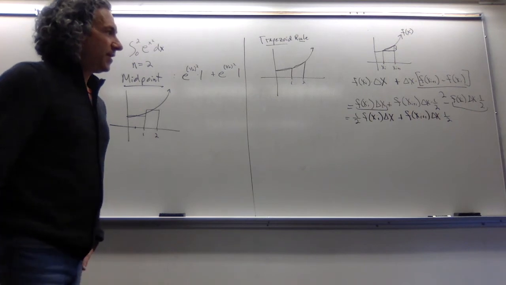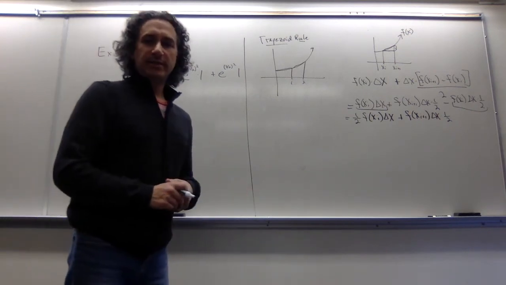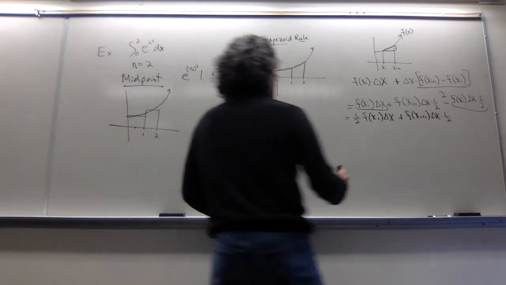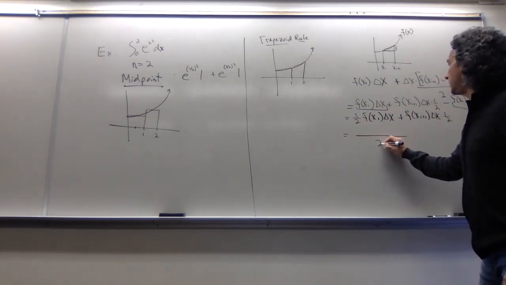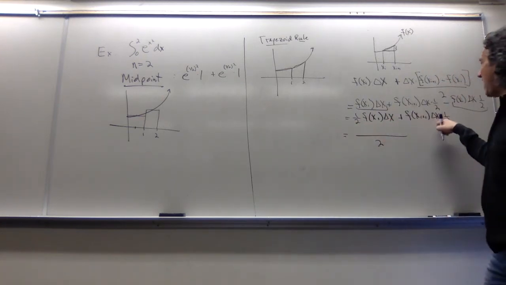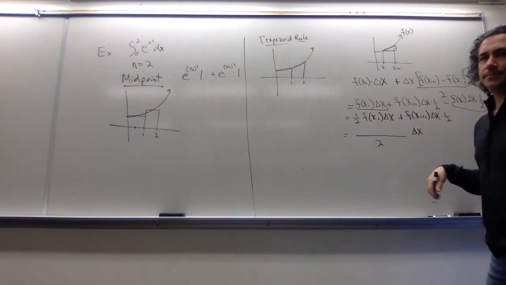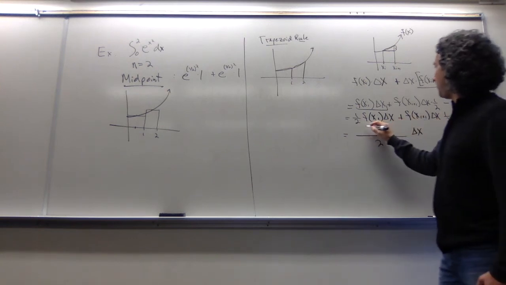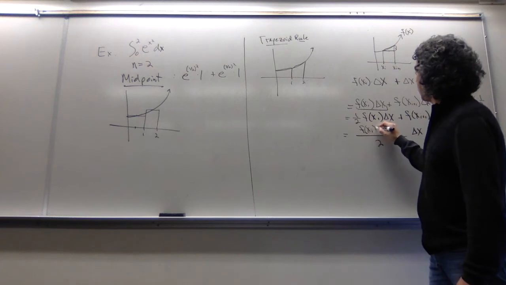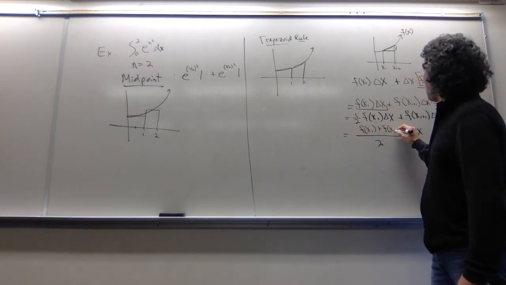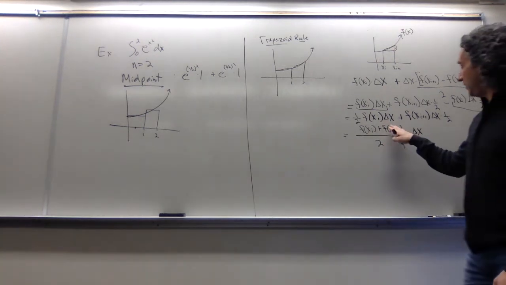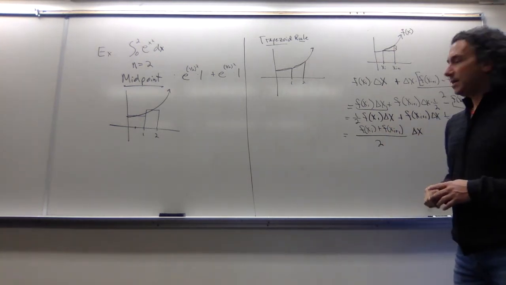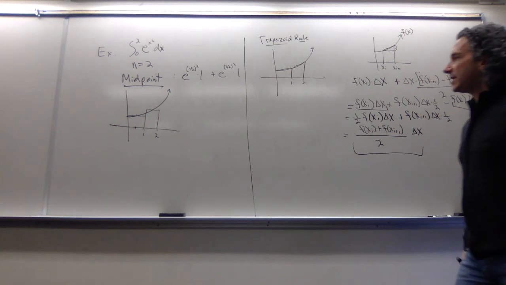And then if we look at this, there's some additional cleaning up that we can do. We can put everybody over 2. We can factor out the delta x. And we can put f of x sub i plus f of x sub i plus 1 over in the numerator of the fraction. What a great formula. Why is that a great formula?